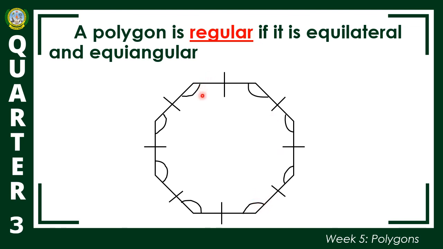Okay, so we can call this polygon a regular octagon since 8 po yung sides niya. So, it's a regular octagon. Tandaan po, ang isang polygon ay pwedeng maging equilateral lang, pwedeng maging equiangular lang, pwede siyang parehas. Okay? So, kung hindi po siya regular, we can also call it as irregular polygon.